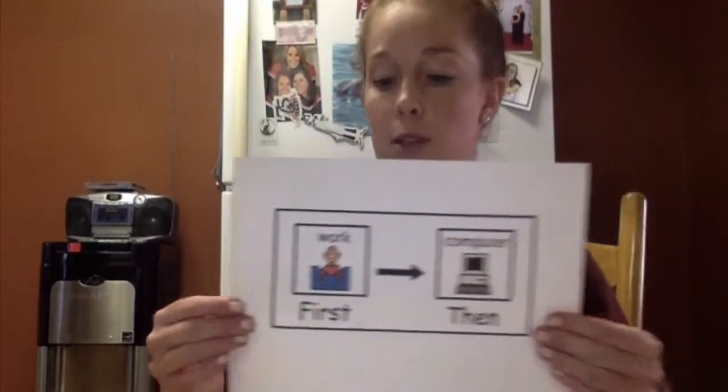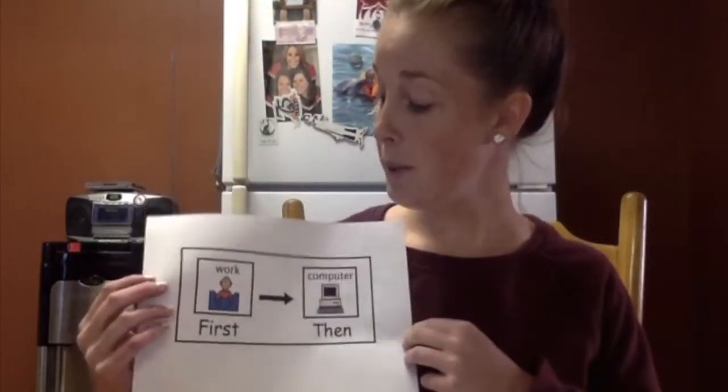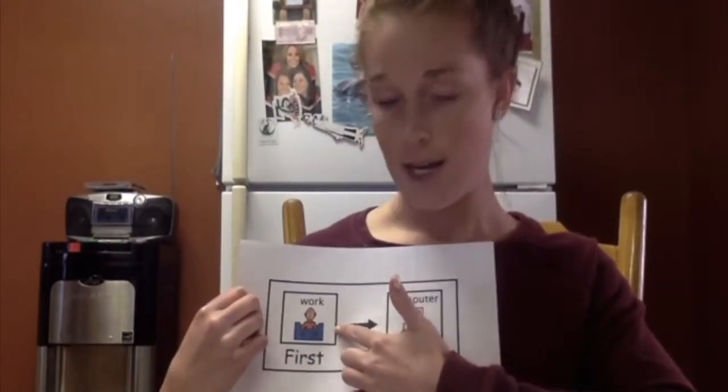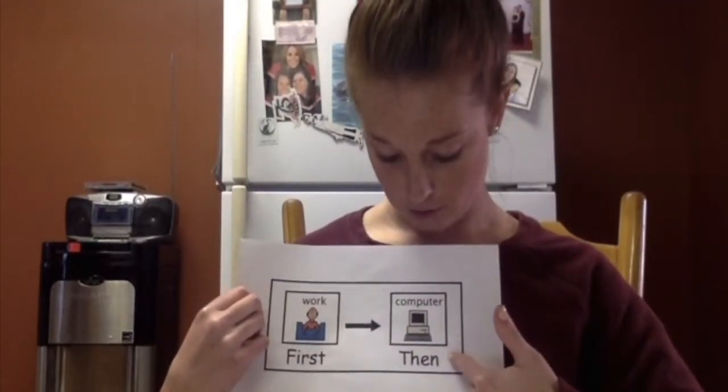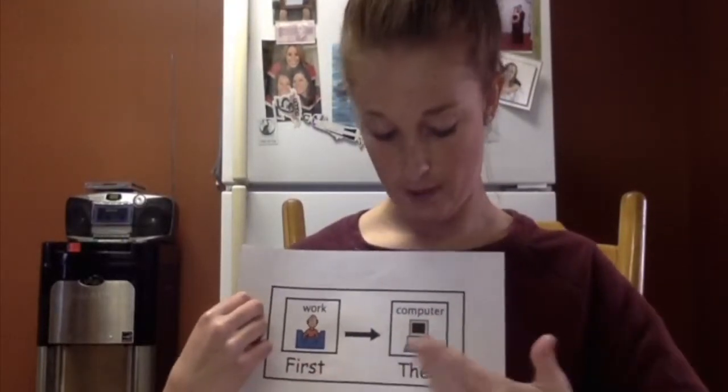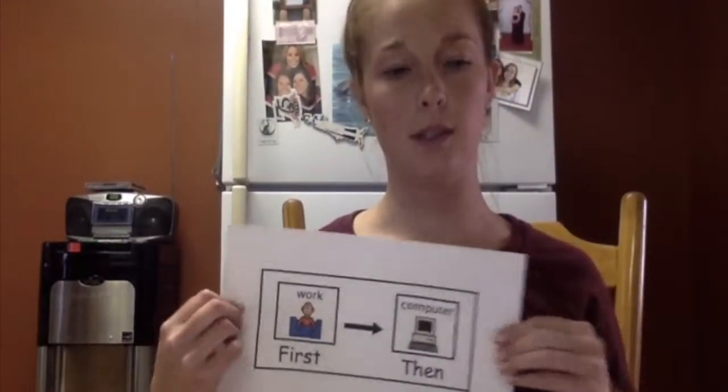To provide a visual, just to understand exactly what I'm talking about, I'll show you a couple examples. So first we have one with pictures. So the IT would have chosen first, so here we have work, and then the learner would have chosen the computer for then. So once they complete their work, then they gain access to the computer. So this is an example where you can use pictures.